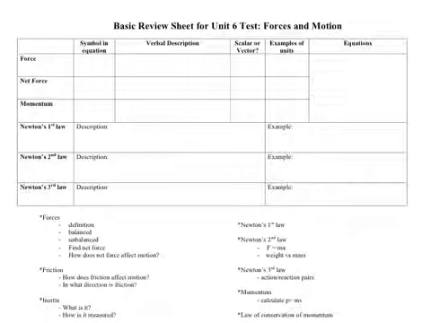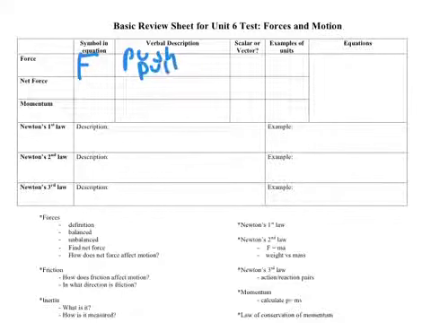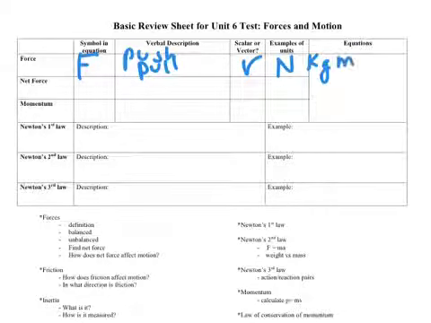Okay, here's the review for Unit 6. Force. Symbol is big F. The force is a push or pull, and it acts to make an object move or might not move, but it's an external force. It's a vector. Examples of units, newtons. Newtons are also kilograms, meters per second squared.